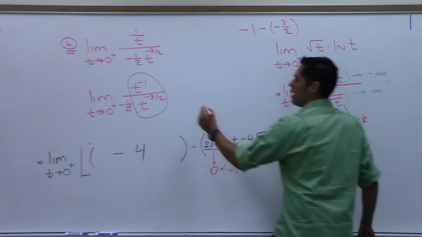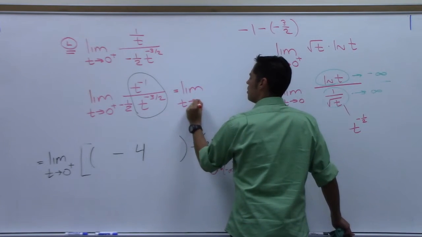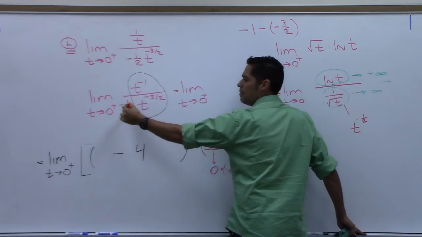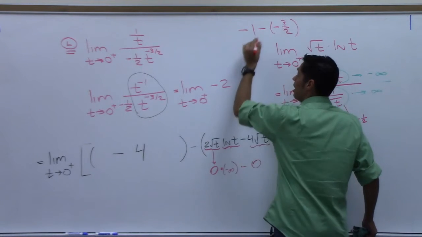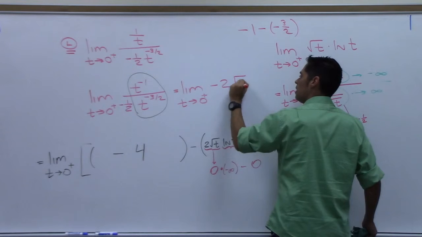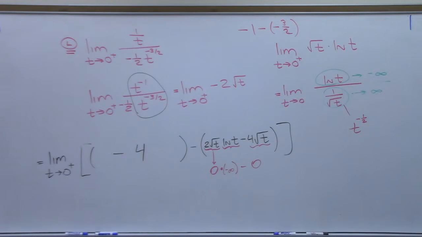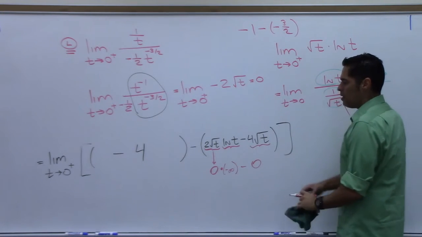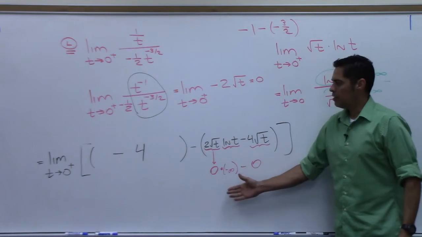Okay, so this turns out to be limit as t goes to 0 from the right. This negative 1/2 on the bottom, can I write that as negative 2 on top? Yes? And then you said that that turned out to be t to the 1/2, which is square root of t. And now let t go to 0, and you don't have a problem anymore. It's 0. So this part is 0, right? So your answer is negative 4.